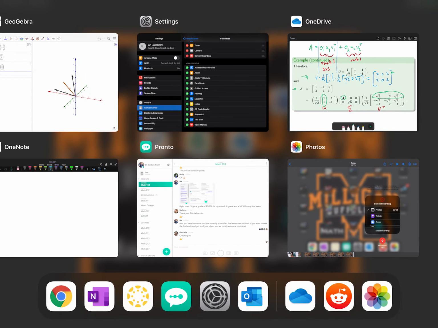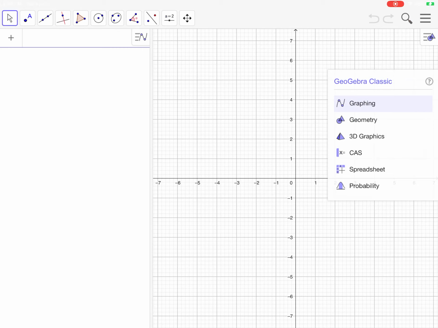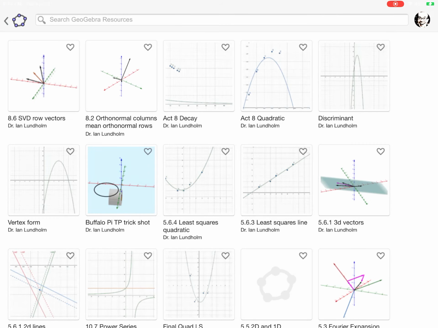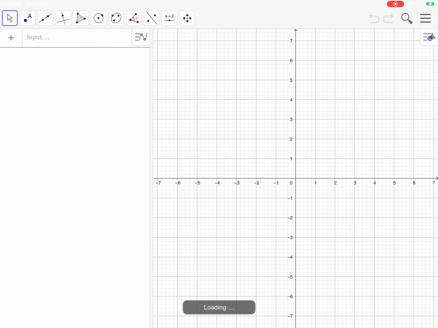and we go to GeoGebra. Of course, it's been long enough that GeoGebra has forgotten that I used it. Here we go, let's open this up.